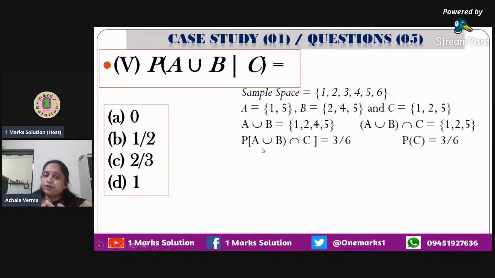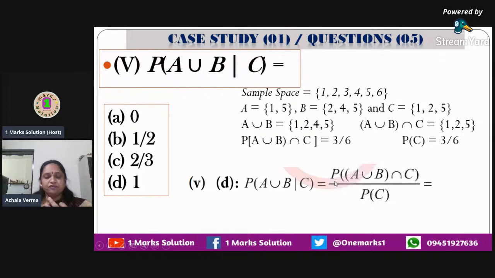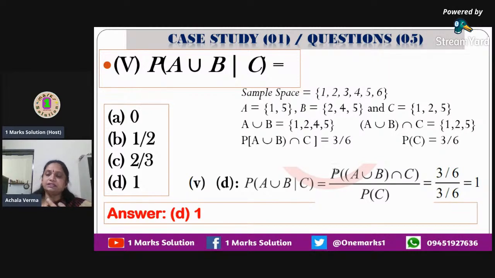So probability of A union B intersection C is 3 upon 6 and probability of C is 3 by 6. It's very easy to calculate now. We use the conditional probability. The numerator is probability of A union B intersection C and the denominator is P of C. So that becomes 3 by 6 upon 3 by 6, which is equal to 1, and hence option D is the right option.